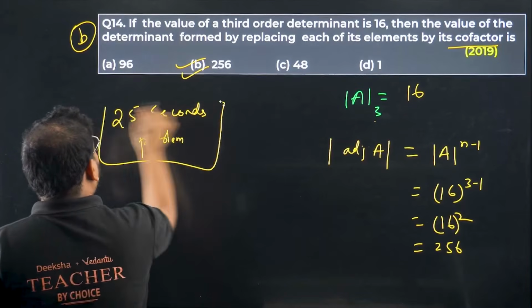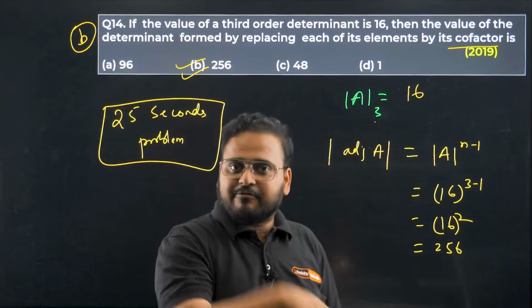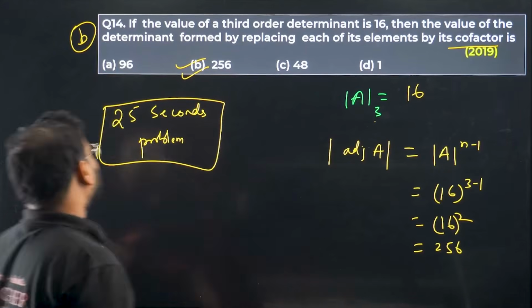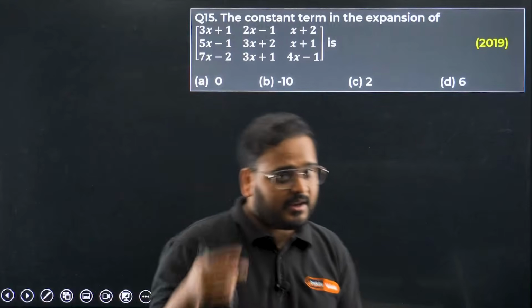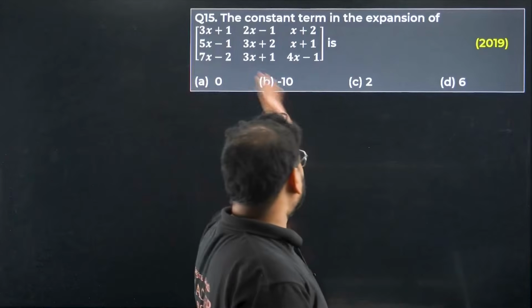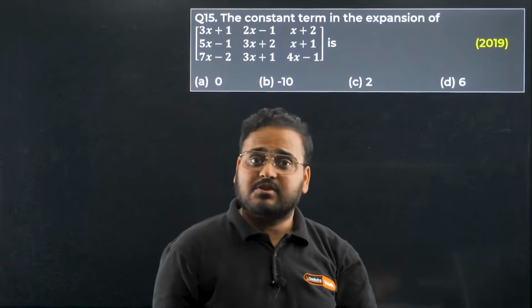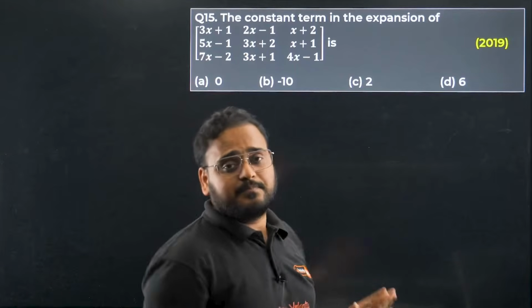Very important to have time management, especially in the easy chapters. Save time for difficult questions. Okay, 14th is done. Question number 15 now. What are they saying? Again, you have to use your brain to solve this question. If you go and expand it, it will take forever to solve and leave a lot of other questions. They're asking the constant term.